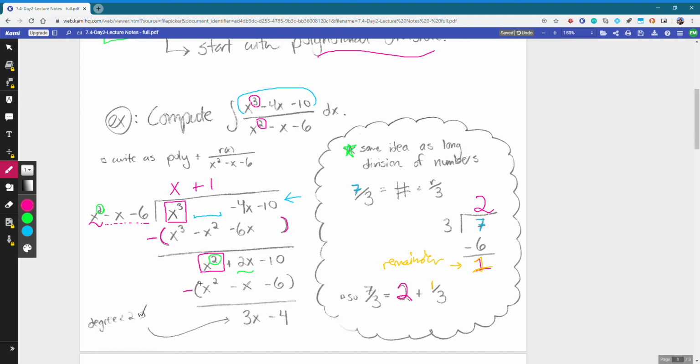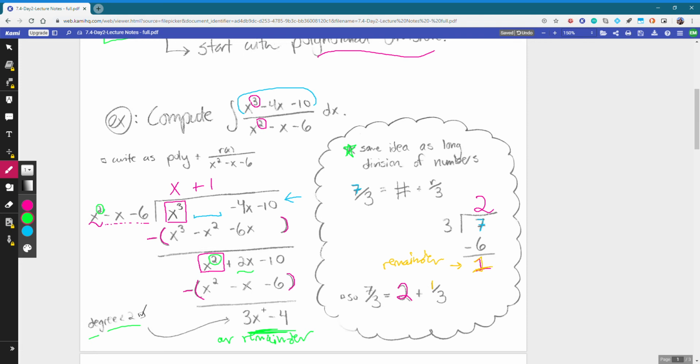And when we subtract that polynomial from what's above, we get 0, 2x minus a negative x. That gives us 2x plus x, so 3x. And then negative 10, it'll be plus 6, negative 4. And at this point, what we're staring at, this is our remainder. And the reason why is because its degree is now less than 2, right? The degree of this is 1.